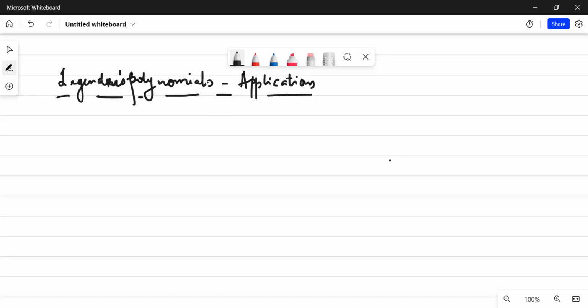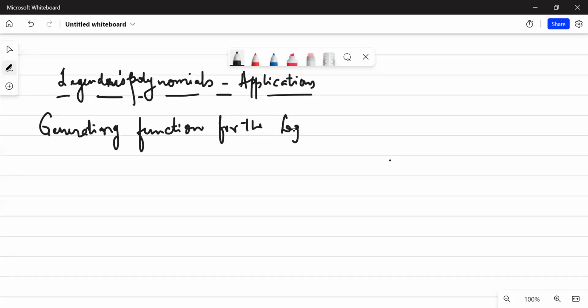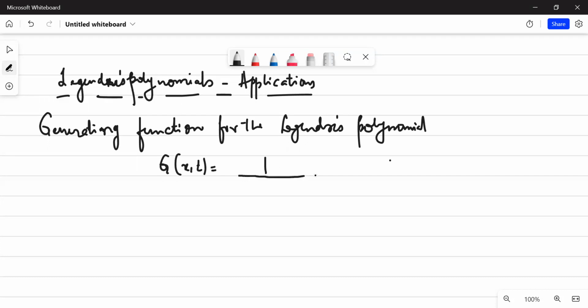we've already studied the generating function for the Legendre's polynomial. The generating function for Legendre's polynomial is given by, let us say, g(x, t). In the previous lecture we wrote a problem where it was given in reverse, but no problem. It is 1 upon the square root of 1 minus 2xt plus t square. Okay, so this is how it is given.